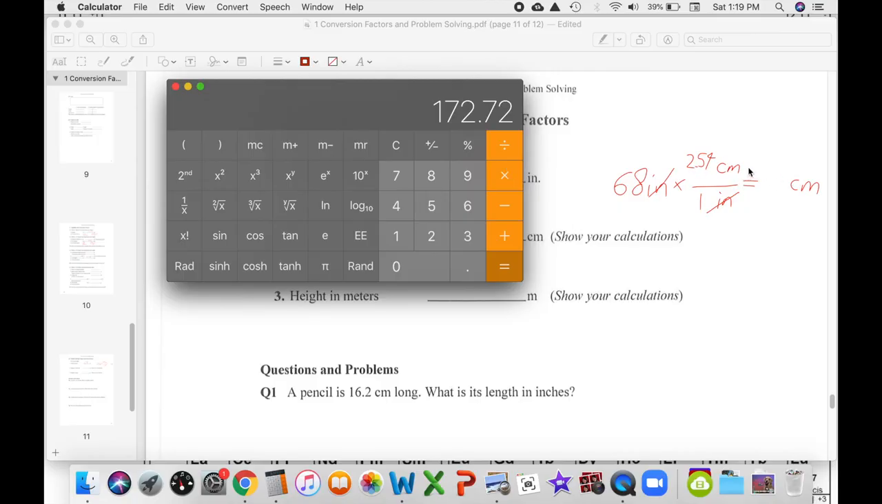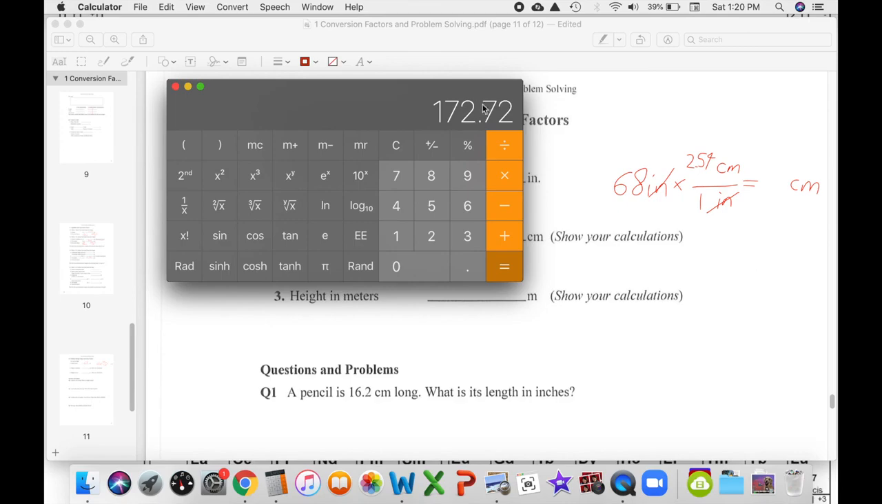Now, quick question here. How many significant figures should I give that answer to? Should I write 172.72? Notice that we now have to look at the number of significant figures for the values used in our problem and give our answer accordingly. So notice that the 6 and the 8 are the only 2 significant figures in my number 68 inches, right? So I would have to give my answer to 2 sig figs. So the 1 and the 7 are significant.